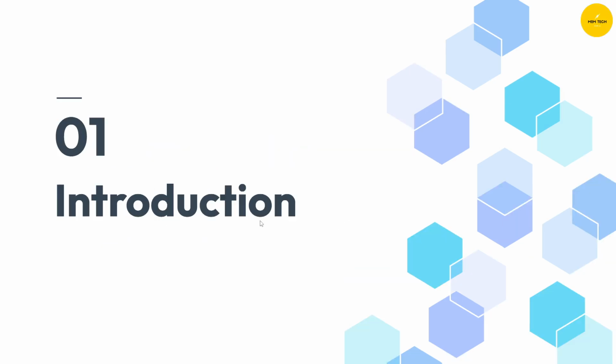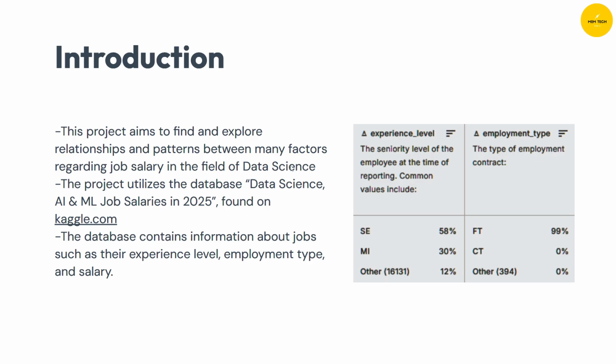This project uses a dataset of salary records for tech roles from 2020 to 2025, and basically utilizes this data to find and explore relationships and patterns between the different factors that are also listed inside the database. The dataset is found on Kaggle and is titled Data Science AI and Machine Learning Job Salaries in 2025. As you can see with this image, the database contains information about jobs such as their experience level, employment type, salary, and other factors.